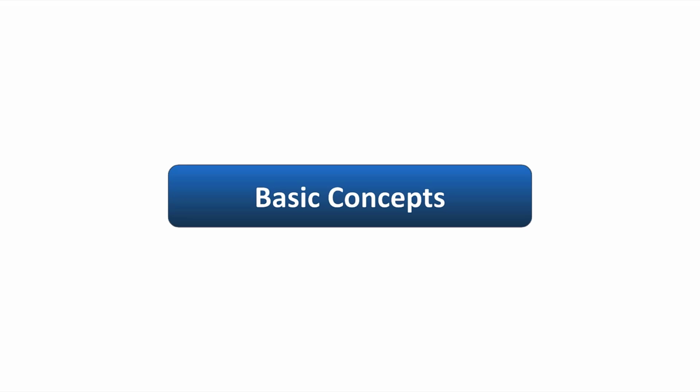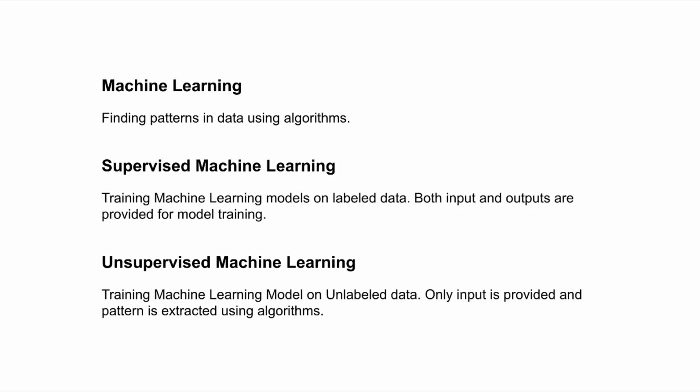In this lecture, we are going to learn about some basic concepts which we are going to use throughout this course. So let's start. Firstly, we have learned about machine learning, that machine learning is all about finding patterns in data using algorithms. And then we have learned about its two main types, which are supervised machine learning and unsupervised machine learning. In supervised machine learning, we use labeled data for training our model.